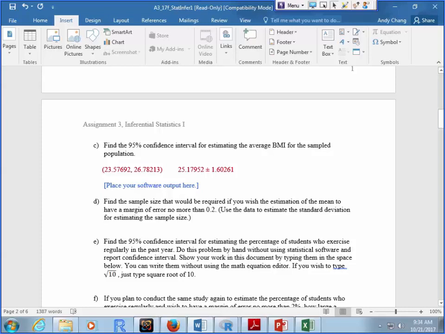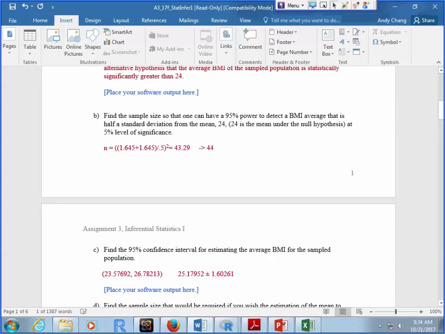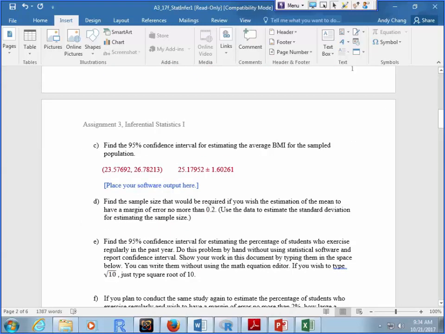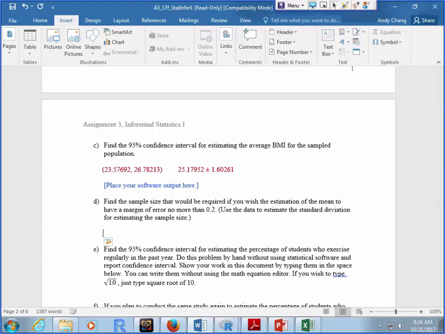Part D, find the sample size that will be required if you wish to estimate the mean with a margin of error no more than 0.2, right? So this is a sample size question related to estimation, right? Remember in statistical inference, there are two things we do. One is hypothesis testing, one is estimation, right? So this is a sample size calculation when it comes to testing hypothesis. This is sample size calculation when it comes to estimation.